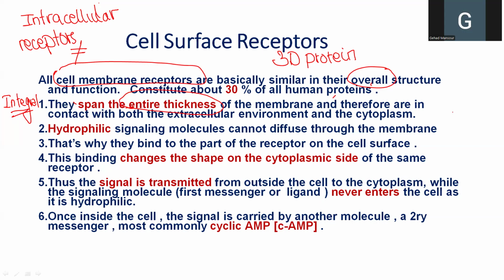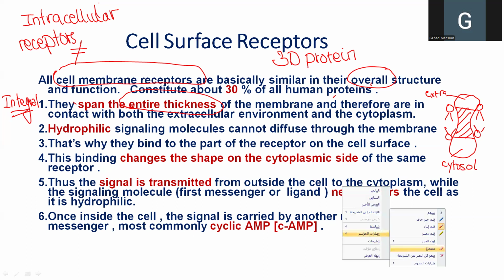Is it important for the cell surface receptor to span the whole thickness of the cell membrane? Yes, of course, because in such a way it will have an intramembrane domain inside the membrane itself, an extracellular domain, as well as a domain that is present inside the cytosol. And therefore, it will form a good connection between the extracellular environment of the cell and the cytosol of the cell.